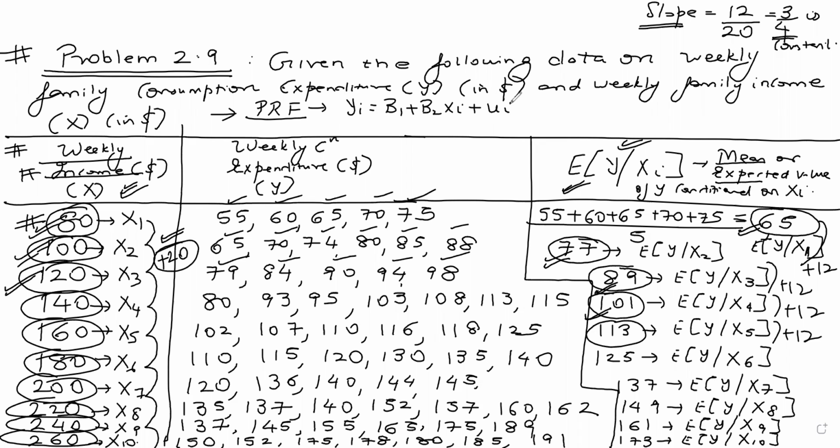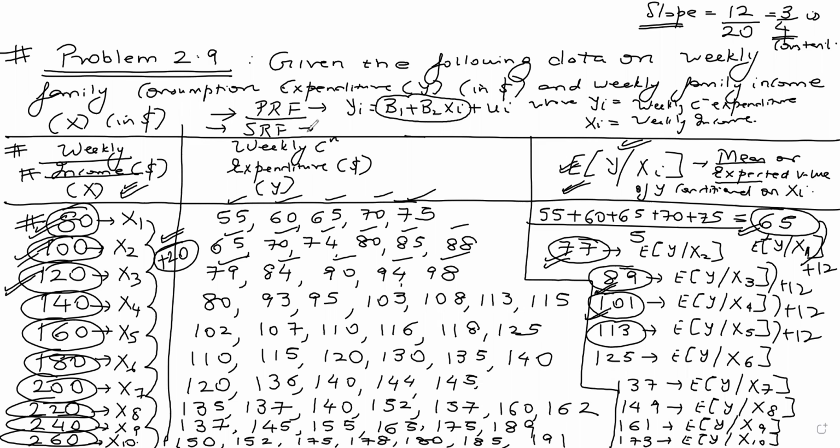This is my stochastic population regression function, where yi denotes the weekly consumption expenditure. B1 plus B2 xi is equal to expected value of y given xi, which is nothing but my deterministic component. And xi itself is what? We know xi is nothing but my weekly income. This is my population regression function.